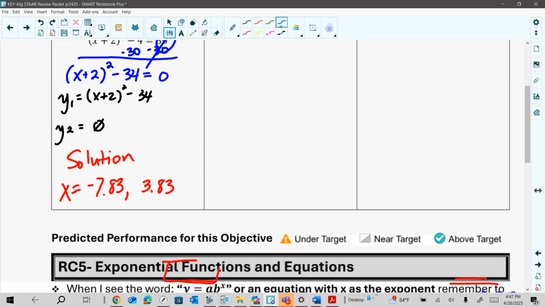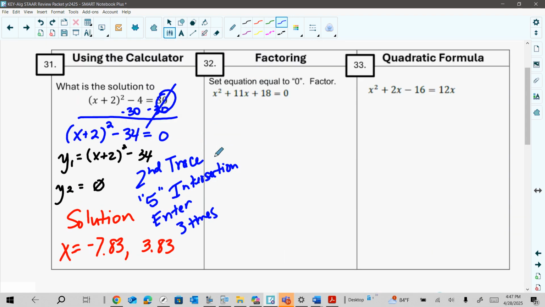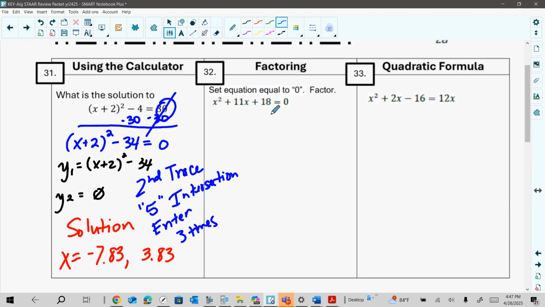Now, the things you can remember using your calculator, you have to have 2 equations. You can do second trace, and then we can do number 5, which is intersection, and then we have to remember enter 3 times to get to that intersection. Okay, so this is how you would use it with your calculator.